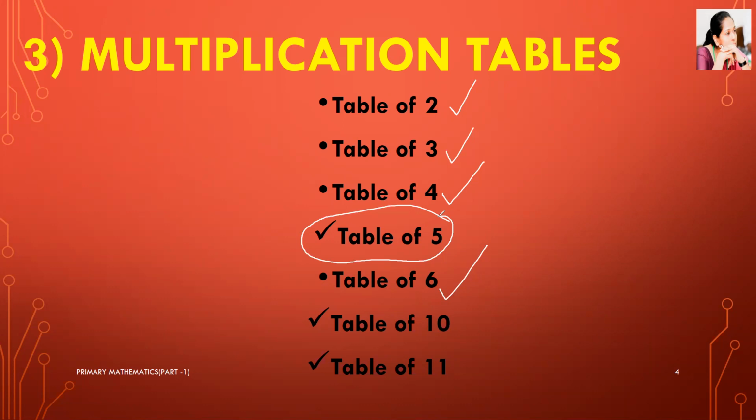The table of 11 works in a similar way. 11, 22, 33, 44, 55, 66. So at least these tables you have to learn by heart, because if you know these tables, when it comes to a paper, you can easily score marks, right? So you should know the tables of 2, 3, 4, 5, 6, 10, and 11.